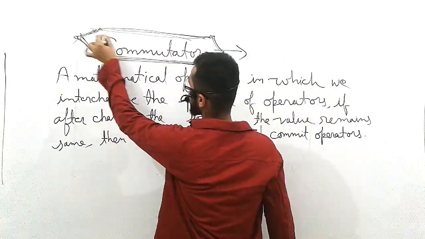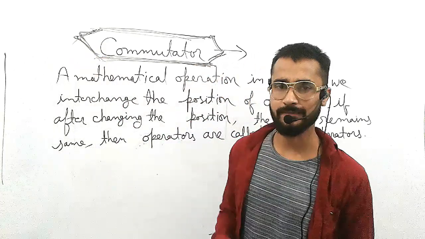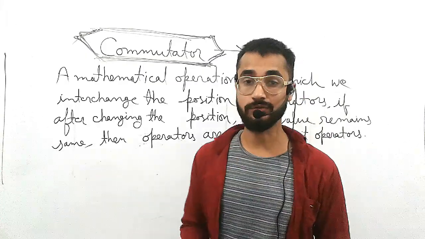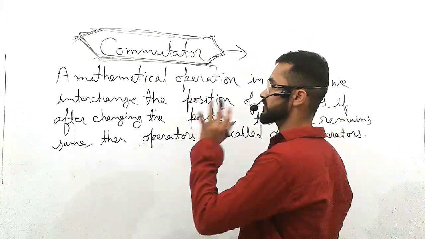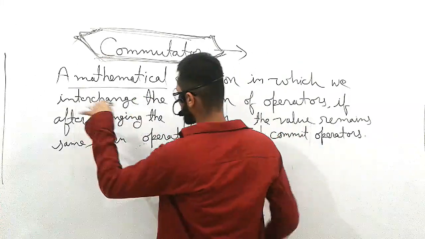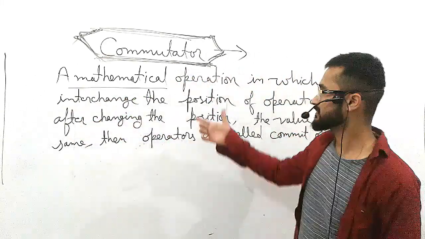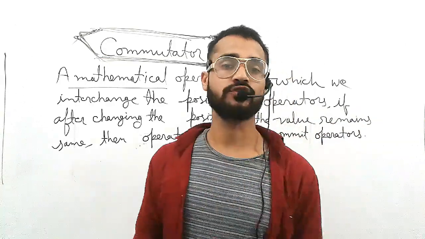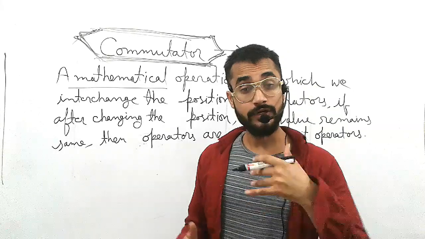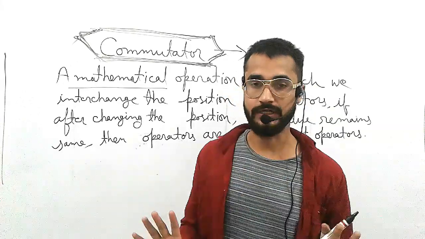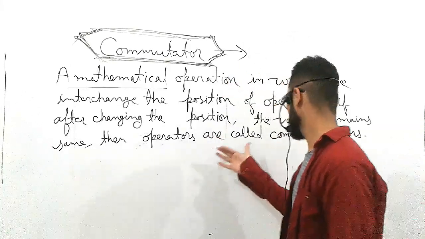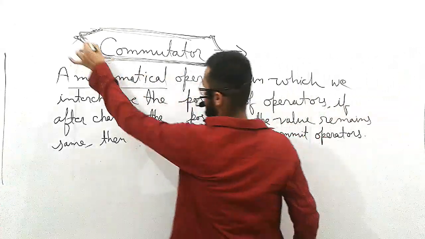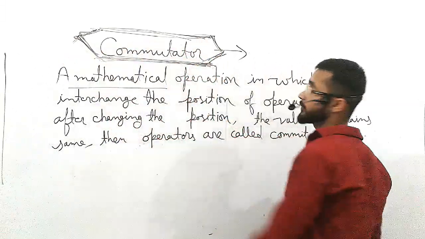So look, commutators are basically operators, but what type of operators and what the relationship is found between these operators, we have to study about them. A commutator basically is a mathematical operation in which we interchange the position of operators. If the result is not affected, then they are called commute operators, and that operation is called commutators.